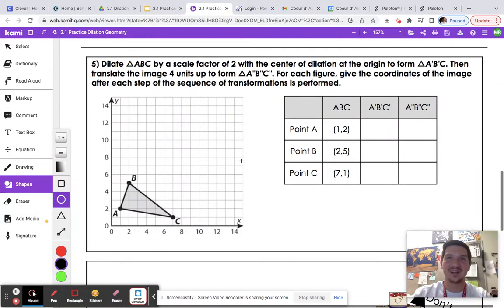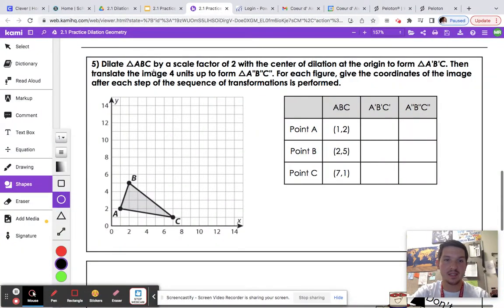Let me keep going here. Let me see how y'all did on the rest of it. It looks like you did well on the rest of it, having an understanding of scale factor for the most part. So for scale factor, we are simply going to be multiplying our points by the scale factor.